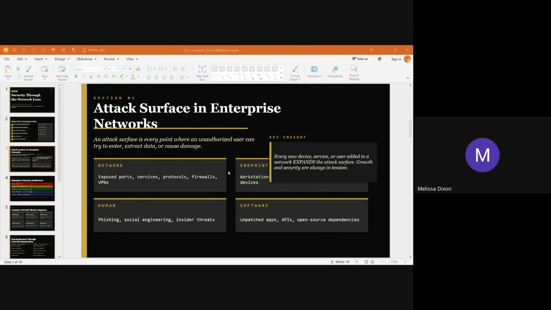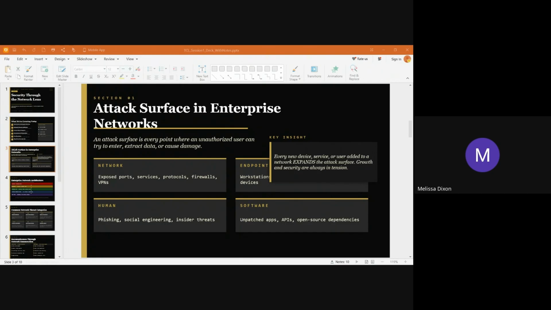Every new device, service, or user added to a network expands the attack surface. Growth and security are always in tension. It's like the more ingredients you throw into a soup pot, the bigger the soup gets, right? It's sort of like that. So every device is a potential foothold, because you never know. Someone could be the weakest link. Someone could have default credentials and an attacker gets in through that one device, and then they get into the whole network, or they have the potential to.